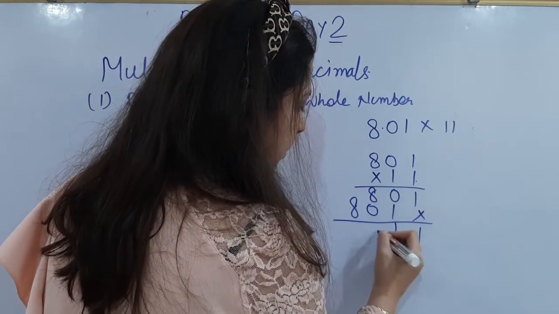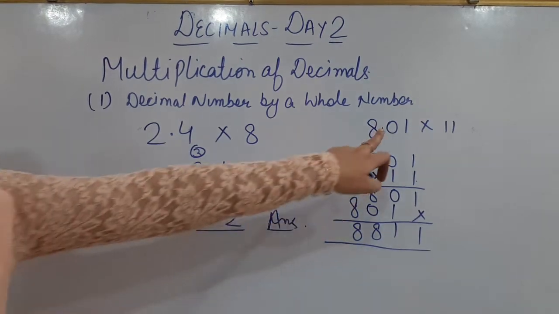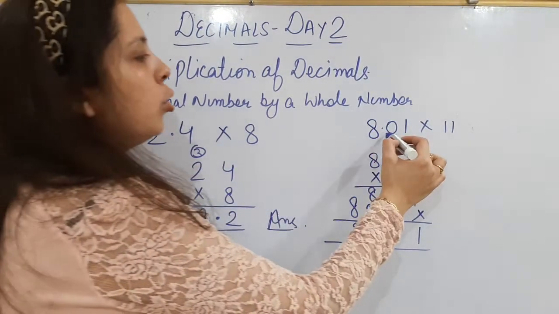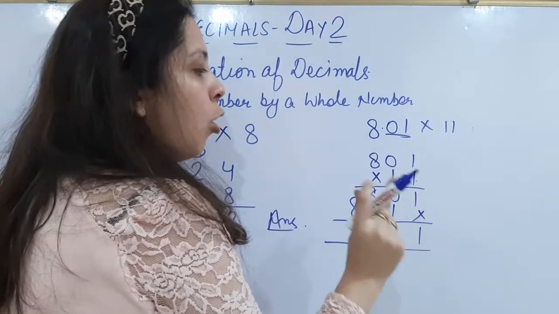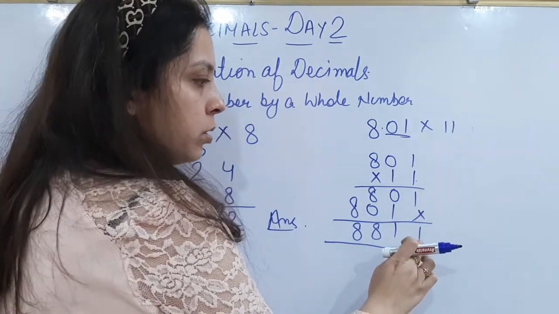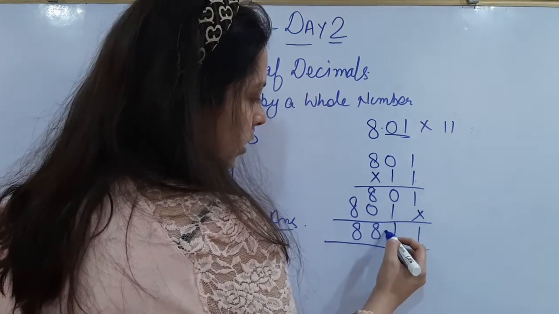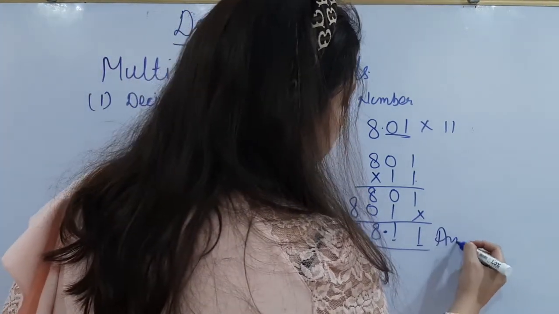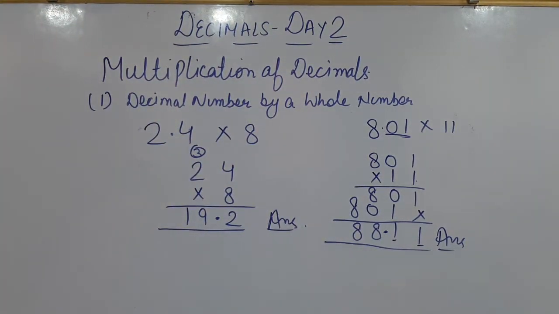Now add these. Now count the decimal places in the question. There are 2 decimal places in the question. So put a decimal point before 2 digits and always remember that you have to start from the last. So 1, 2. So put a decimal point here. So 88.11 is the answer. Hope you get it. Let's do the next question.